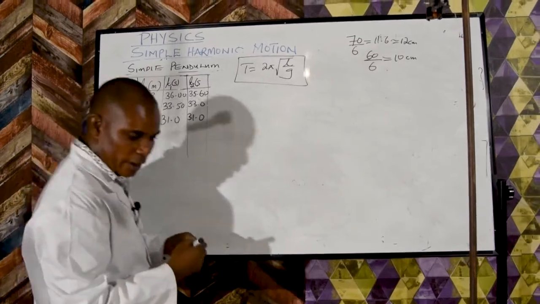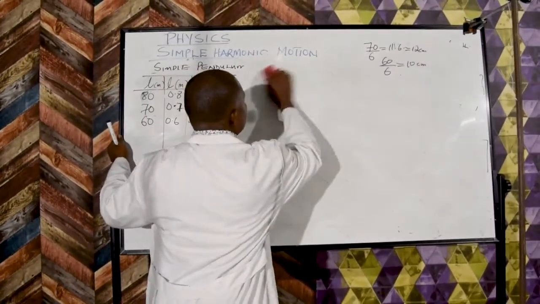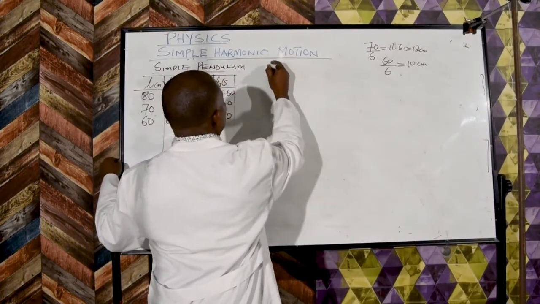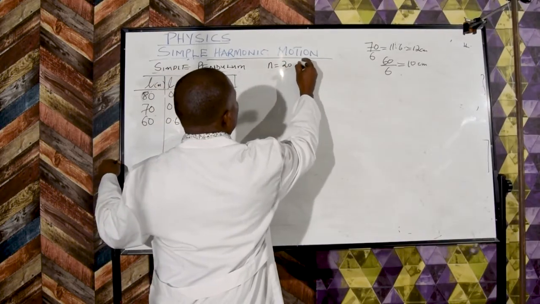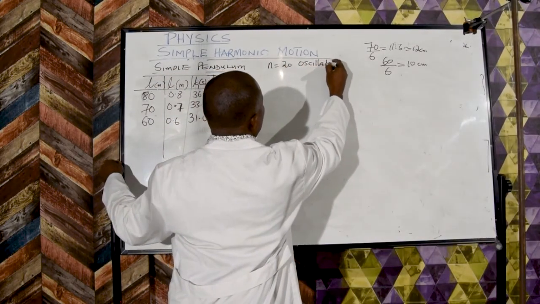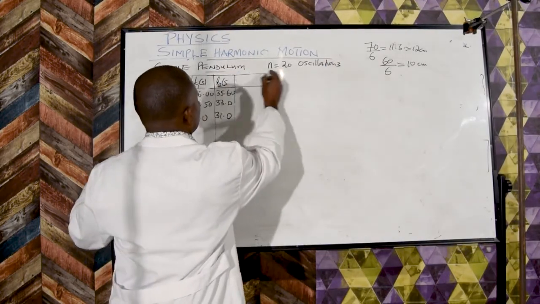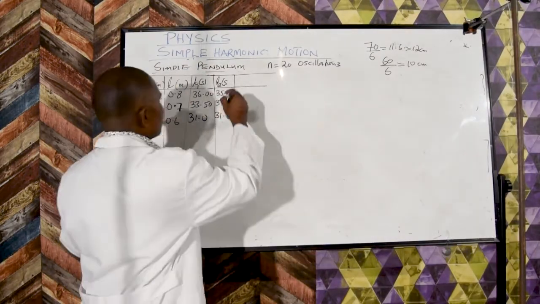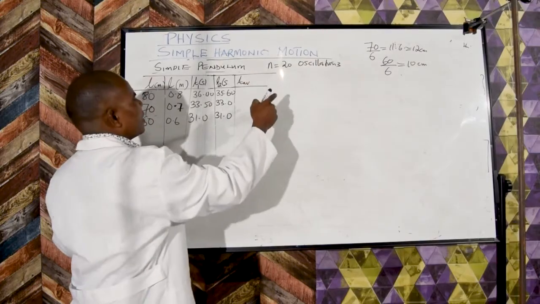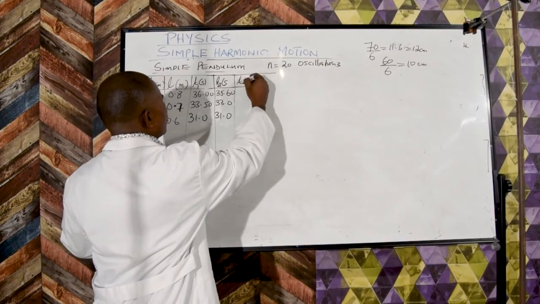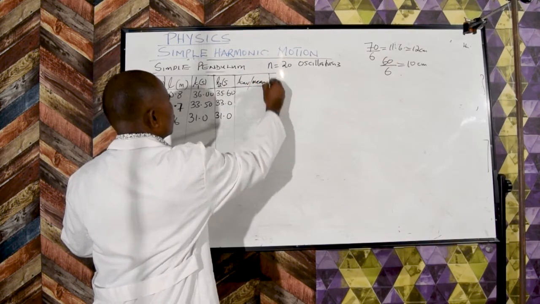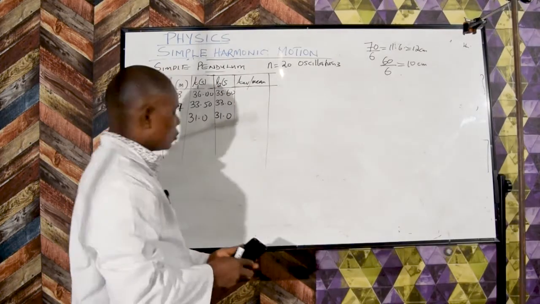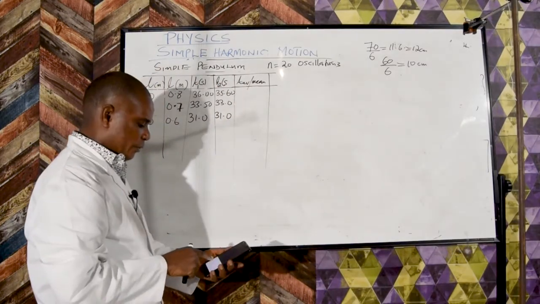So I'm coming now to find the period. Remember the number of oscillations. My number of oscillations was 20. Now I want to make sure my readings are correct. So I'm trying to find the average, the mean, or T average. When you find an average, you add the 2 values and divide by 2. That's the average between the 2.